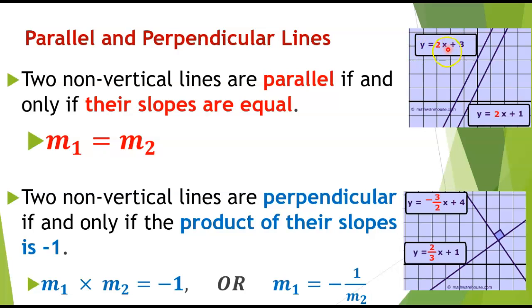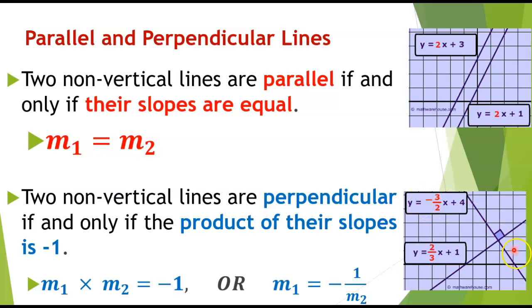Looking at this equation, the slope of this line is 2. The slope of this line is also 2. So that's how we can tell from their equations, without seeing the lines, that those two lines are going to be parallel. They have different y-intercepts, at 3 and at 1, but their slope is the same. So they will never meet. Now, two non-vertical lines are perpendicular if and only if the product of their slopes is -1. So the slope of the first line times the slope of the second line equals -1. We just use these formulas and then apply.